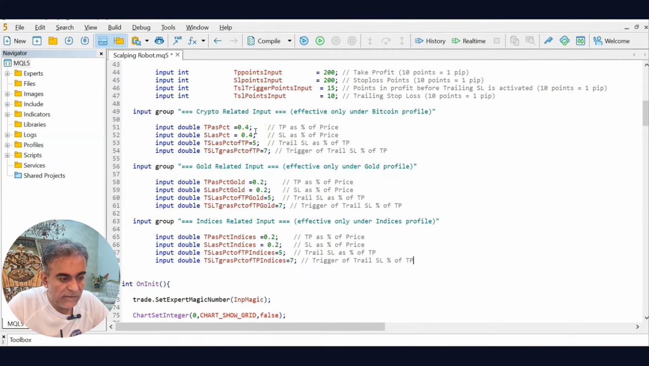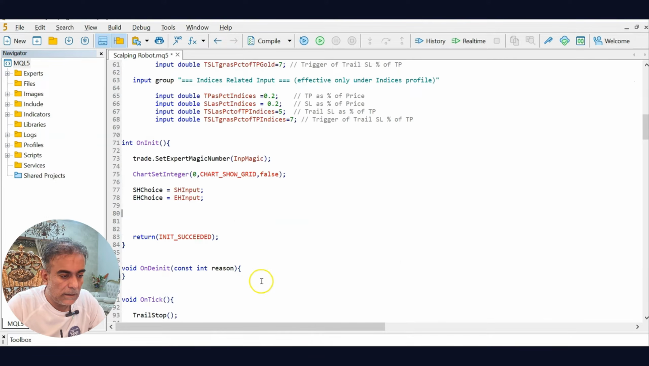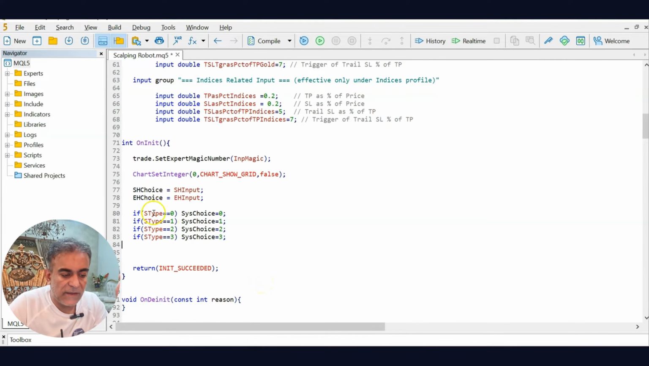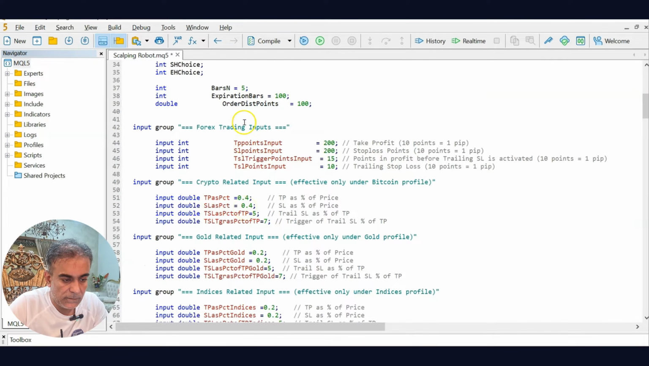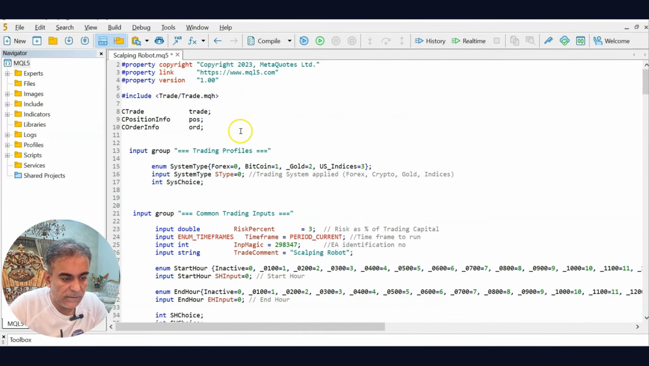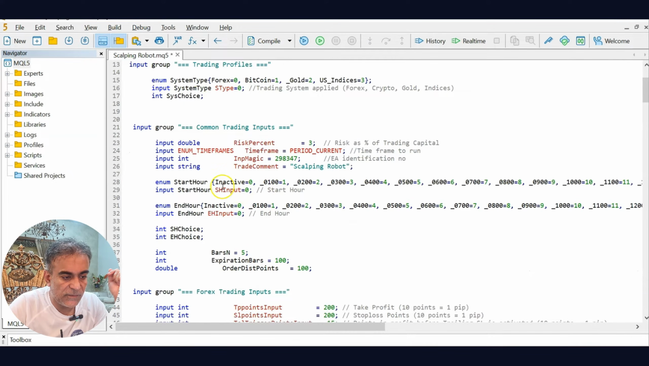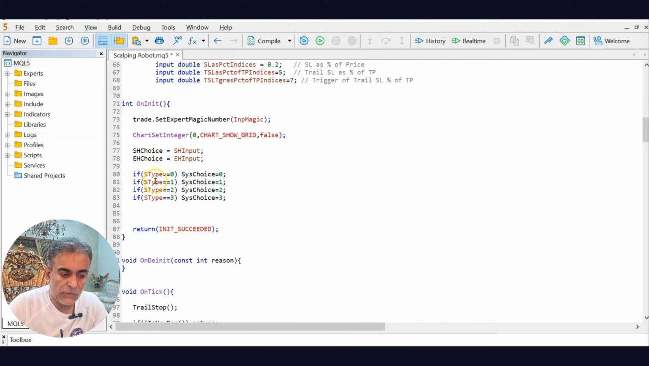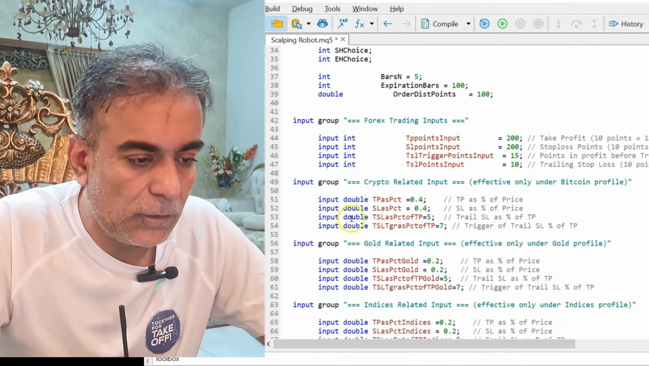So now that we have the profiles, then we can go ahead and we can assign the values in the initialization. And I say here that if the S type is 0, which is here, if the user has selected S type as 0, which is Forex, then this variable system choice is going to be 0. If the user has selected 1, which is Bitcoin, then system choice is 1. If user has selected S type as 2, then system choice is 2. And if they have selected S type as 3, which is indices, then the system choice is 3, which is indices.